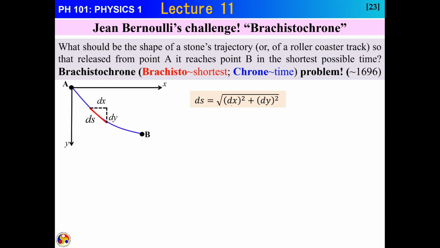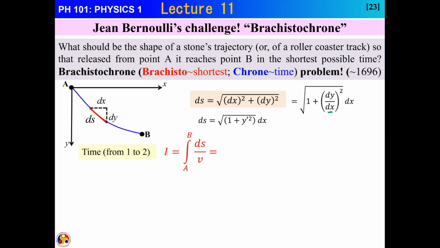Either I can take dx outside or dy outside, such that this equation can change into another functional form: square root of 1 plus (dy by dx) square, dx going outside. If I write this as y prime, my equation will go into square root of 1 plus y prime square dx. Now what we are saying is the time that it takes from A to B should be minimal through this integral path, such that the I, which is the integral from A to B, is nothing but ds by V.